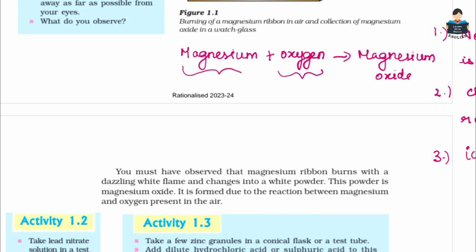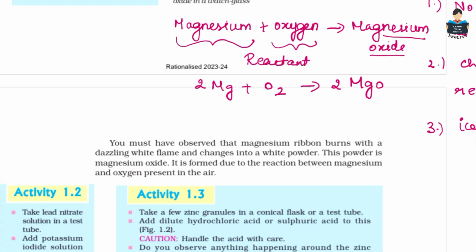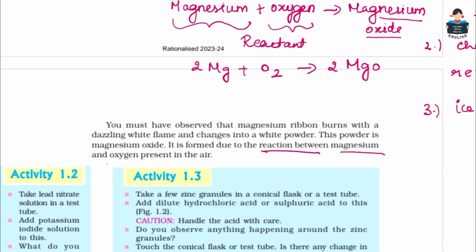Here the magnesium and the oxygen are the reactants. They both react with each other and form magnesium oxide. So Mg plus O2 gives MgO, but we have to balance it, so we will get 2 Mg plus O2 gives 2 MgO. So magnesium plus oxygen gives magnesium oxide, formed by the reaction between the magnesium ribbon and the oxygen present in the air. So this is the first experiment.